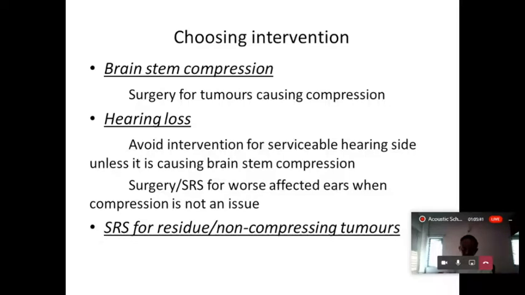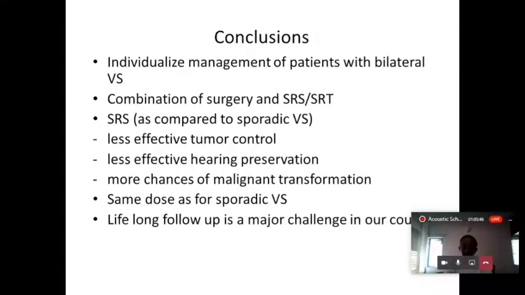Remember, radiosurgery may not work as well as it does in sporadic vestibular schwannomas, although the dose that you choose, around 11 to 12 or 13 gray, is the same. I tend to choose a slightly lower dose, maybe a gray less, covering dose-wise in patients with NF2. But the most important thing is that these patients require lifelong follow-up, as I have shown, because new tumors can come up. And this is a major challenge in our patients. Thank you for your attention.